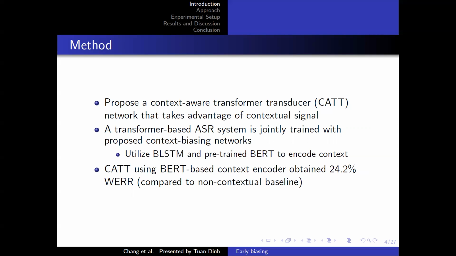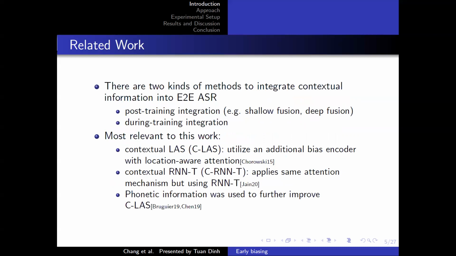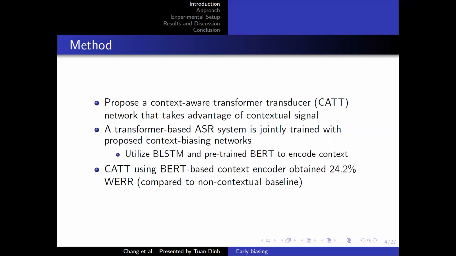The bidirectional LSTM context encoder is trained from scratch. Note that we can use an existing transformer-based ASR system and freeze it during training of the context biasing networks. It's because training a transformer-based ASR system from scratch can be expensive.